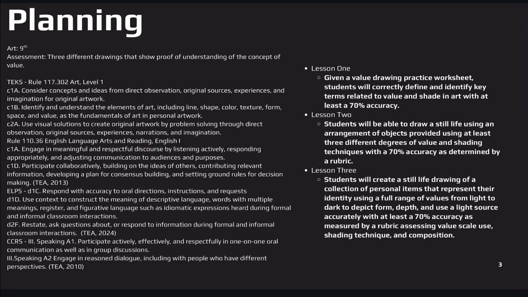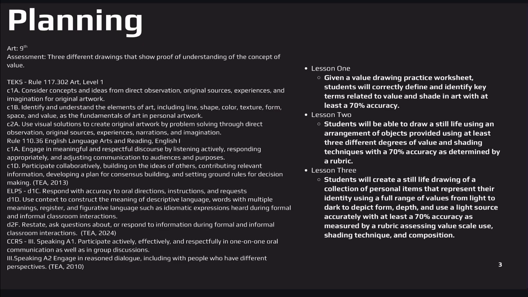Lesson 1, the students were given a worksheet and they needed to complete the worksheet with at least a 70% accuracy. Lesson 2, students were going to complete a still life drawing using a provided amount of objects, and they needed to complete this with a 70% accuracy. And then lesson 3, students created a still life with a collection of their own personal items. And they had a 70% accuracy degree here as well, but that was for multiple different things. And all of this is measured using different rubrics for each lesson.